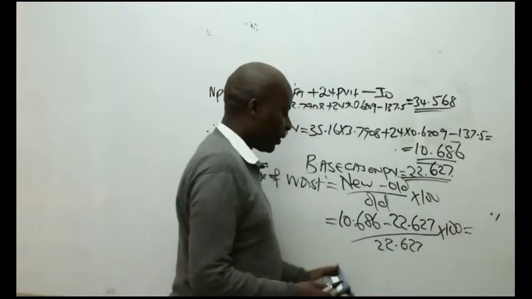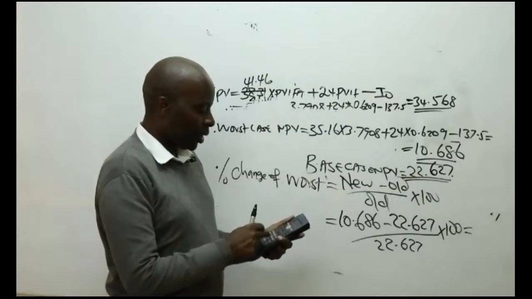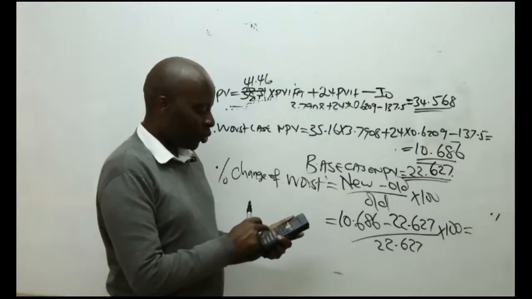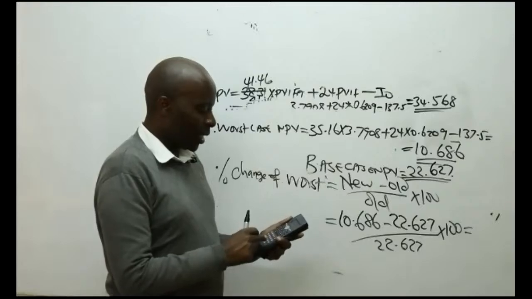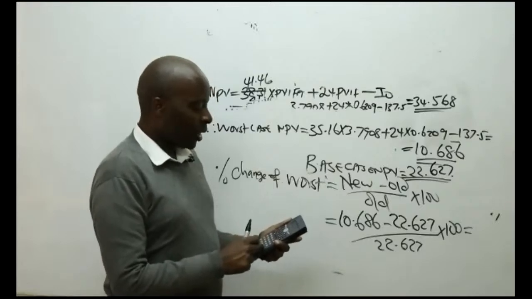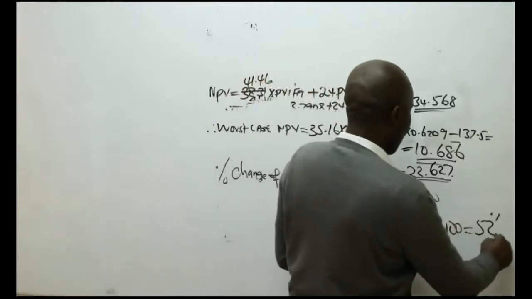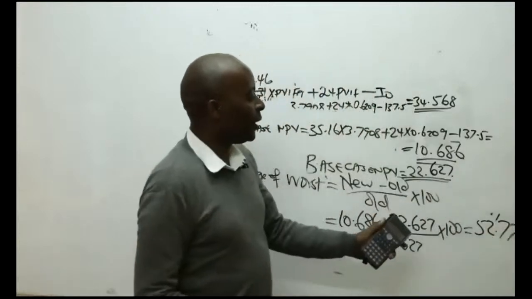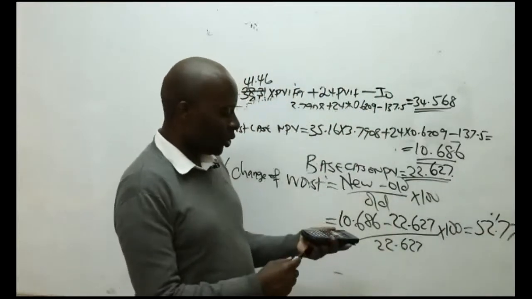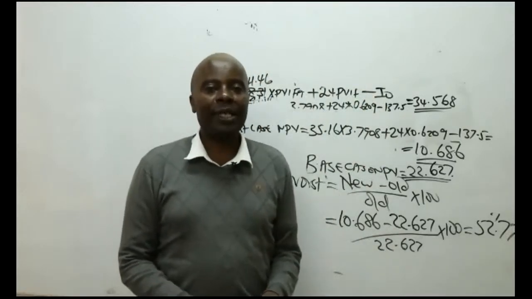So then this one will give us what figure, somebody here? We have 10.686 minus 22.627 divided by 22.627. At the end of the day, I'm seeing a negative. Of course, here we don't talk of negatives, we ignore them. This again is giving me 52.77 percentage, meaning that this is the same as the percentage change of best.